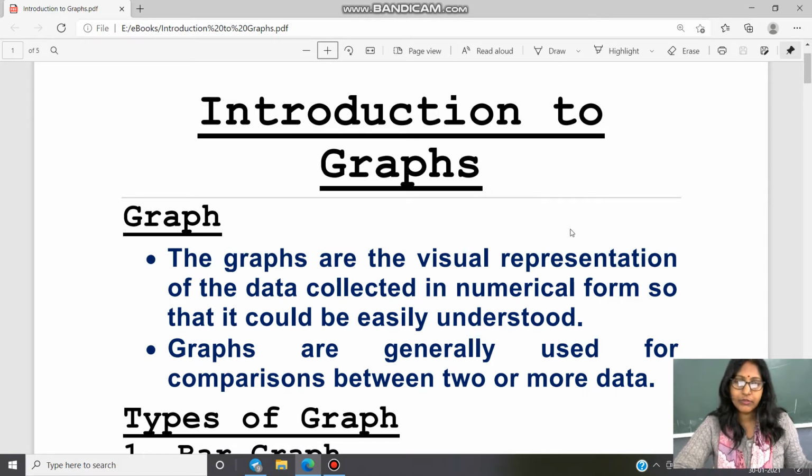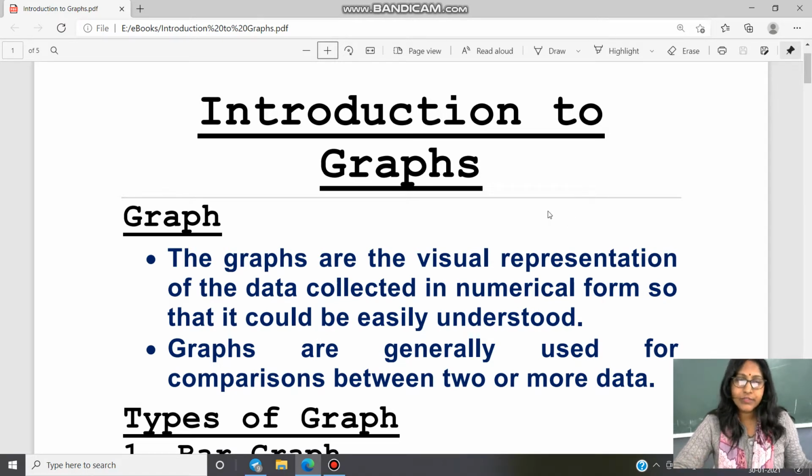In this chapter, we will learn about graphs, types of graphs like bar graph, double bar graph, histogram, pie chart, line graph, etc. So first we understand what a graph is. Graphs are the visual representation of data collected in numerical form because it can be easily understood.